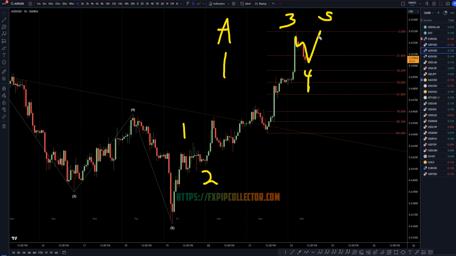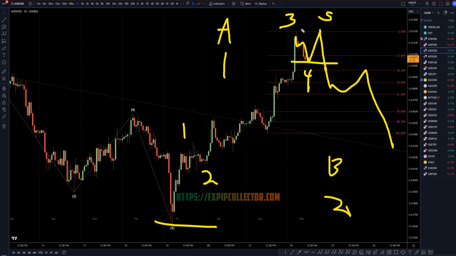Like I was showing on the 4 hour time frame, it probably will after that go down, break structure, make a crescent to the whole move up, which would be either a wave B or a wave 2, and would probably go someplace between 38 and 78% of this whole move up right here.